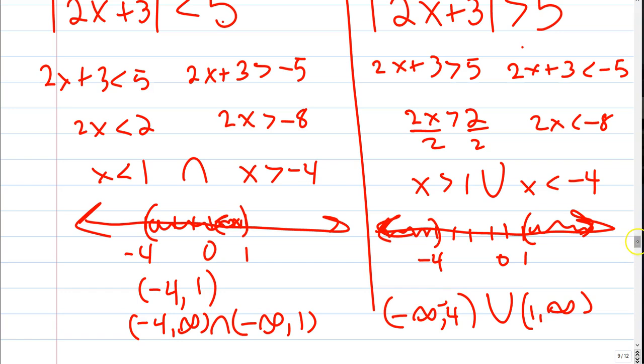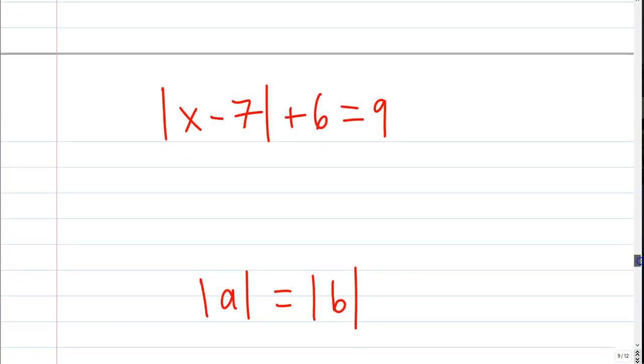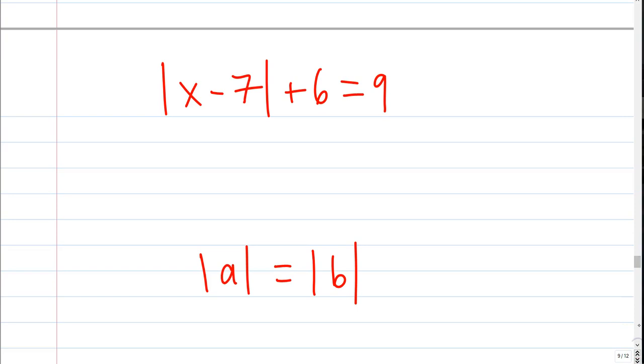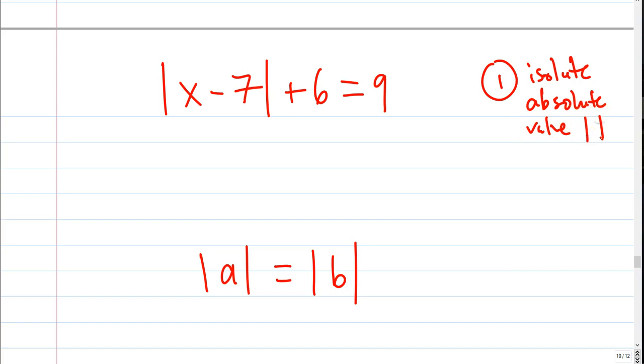All right, let's keep going. How do I solve these? Well, step 1. This is not ready to split. A lot of you just maybe didn't do enough homework, and when they get to the test, will split this. You cannot split this here. You have to isolate the absolute value. So get that by itself.